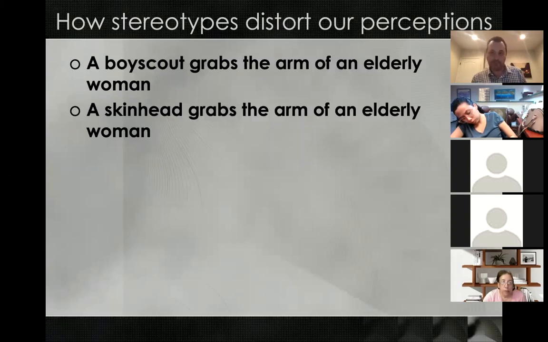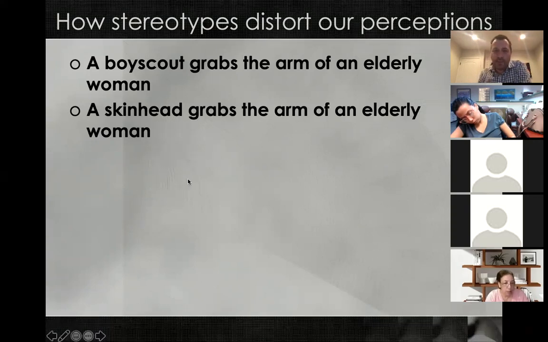Now, there is nothing within those sentences that objectively states that the Boy Scout is being helpful and the skinhead is being aggressive. But because of the stereotypes that you have about Boy Scouts and skinheads, you have filled in those gaps in knowledge with your own stereotypes. And you interpret the same sentence consistently with those stereotypes that you already have.